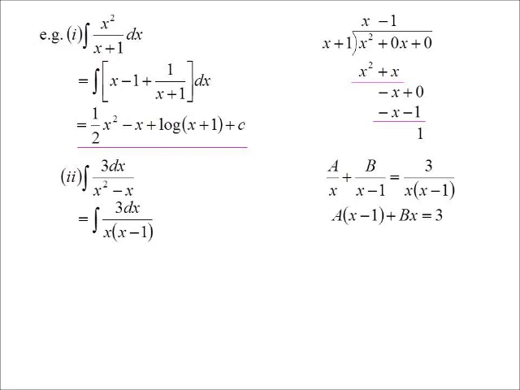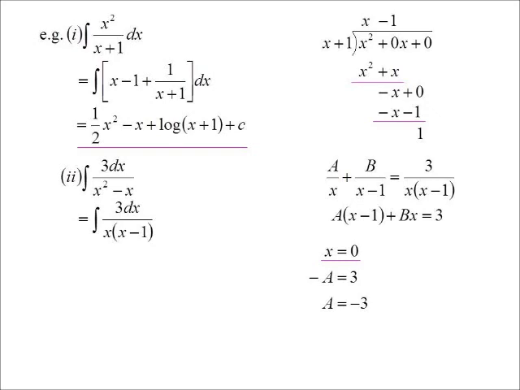I can do that in a variety of ways. I can treat it like an identity, and say the coefficient of x must equal the coefficient of x, the constant must equal the constant, that sort of thing. Or I can do clever substitution, which I think is what I did. I went for x equals 0, because then the b disappears altogether and I get a straight away.